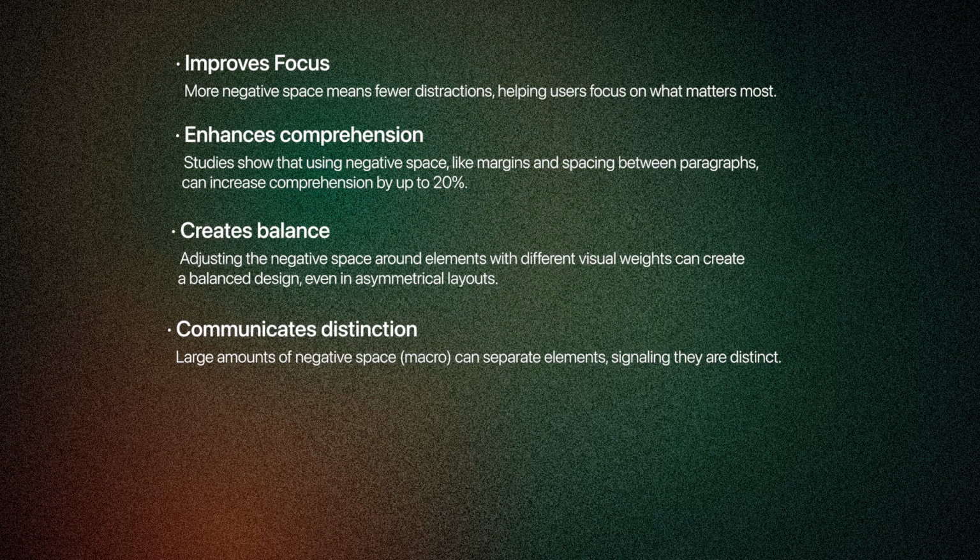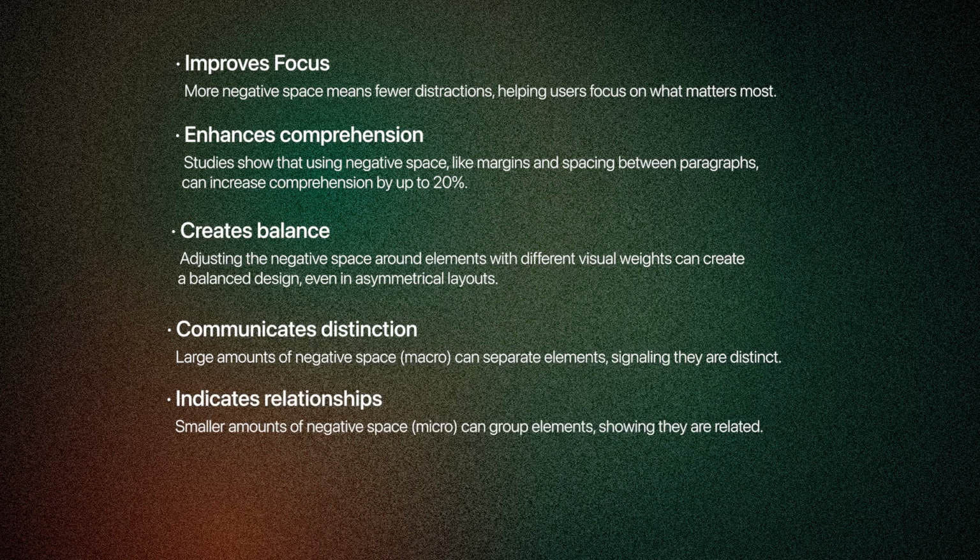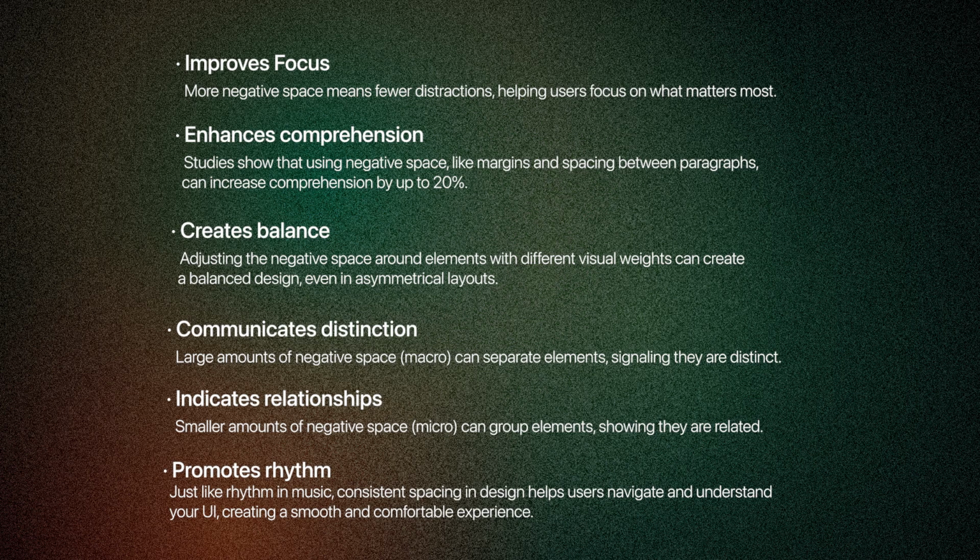It communicates distinction. Large amounts of negative space can separate elements, showing they are distinct. It indicates relationships. Smaller amounts of negative space can group elements, showing they are related. And it promotes rhythm. Just like rhythm in music, consistent spacing in design helps users navigate and understand your UI, creating a smooth and comfortable experience.